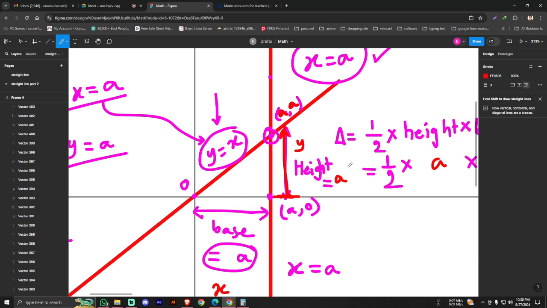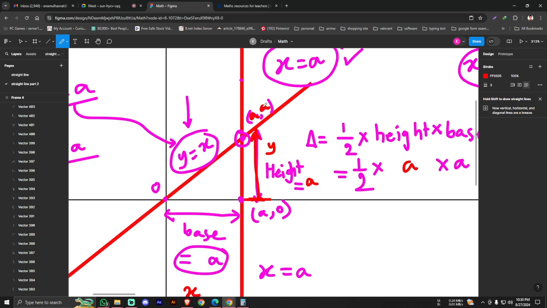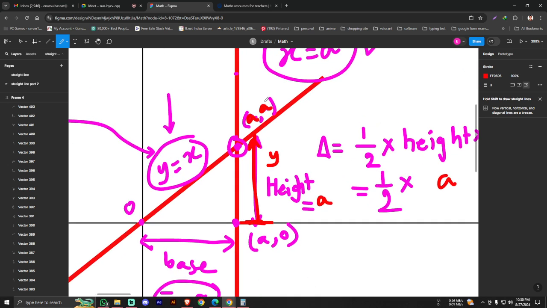Right? Yes. So what is the y coordinate of the intersecting point? It's a, right? Because it's a comma a. The first one is x and the second one is y, right? So the y coordinate is a. Okay, so half into a comma a.